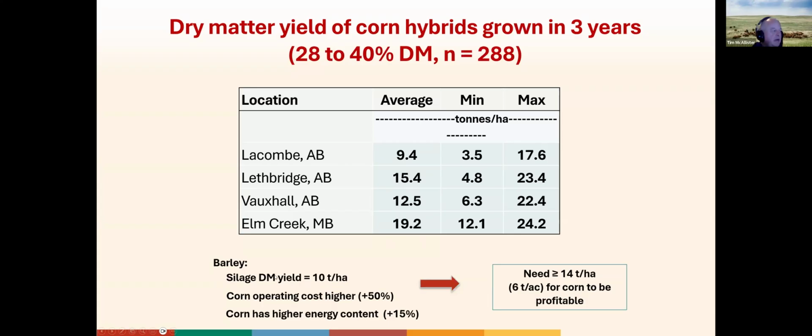The silage dry matter yield of barley silage is about 10 tons per hectare. So you need a yield of about 14 tons per hectare to make it economically viable to grow corn rather than barley, because of the higher operating costs for producing corn, as well as its increased cost of seed and greater water demand. But it will potentially have a higher energy content than barley if you can get the starch deposition as a result of the longer growing units.